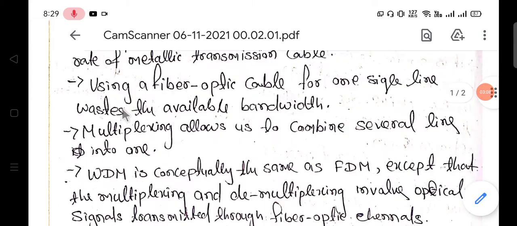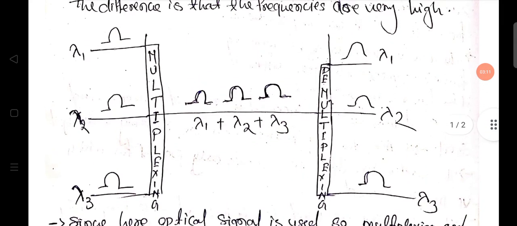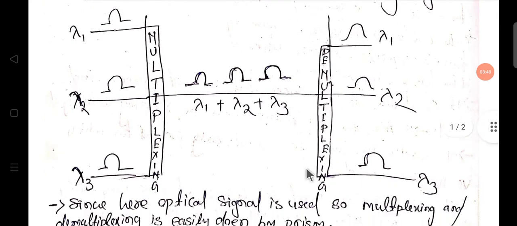Which is lambda. You see, this is one optical signal with wavelength lambda 1, this is another optical signal with wavelength lambda 2, and the third one has wavelength lambda 3. We combine, or multiplex, these three into one, with wavelengths lambda 1, lambda 2 and lambda 3, and transmit them, and in demultiplexing we recover the individual signals at the receiver end. This is the process.